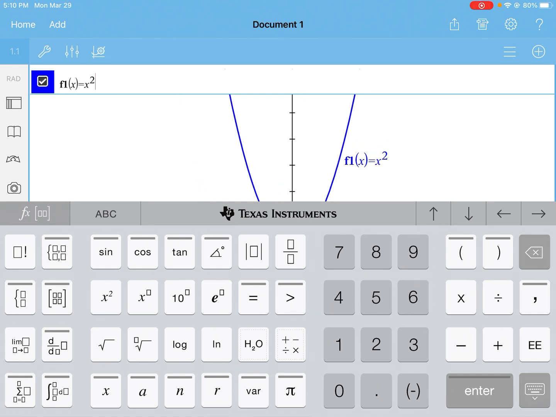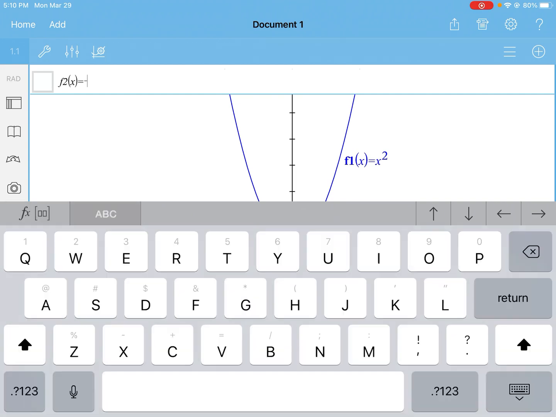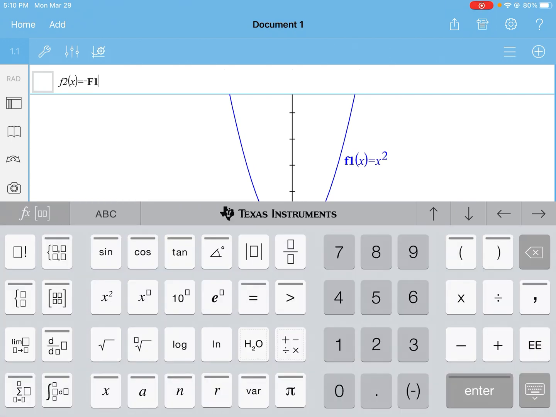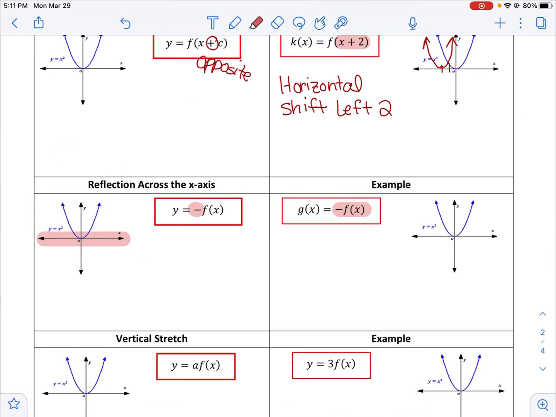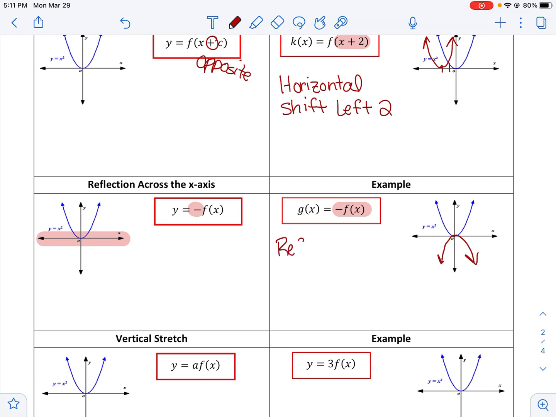Just as a reminder, my f1 has the parent function. f2 is the one with the transformations. So I start with a negative f, and then I have to put a 1 with it, and then parentheses with the x, close parentheses. Okay, that tells me I'm using the parent function with a negative out in front. So notice how it just flips it upside down. It's a mirror image on top of each other. So this just goes down from here. Okay, just opens it down. So this is a reflection across the x-axis.